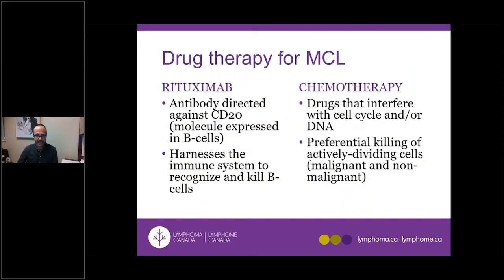So the idea then is you want to use rituximab, which harnesses the immune system to recognize and kill B cells. You want to use chemotherapy with drugs that actually get in there and kill the lymphoma cells.